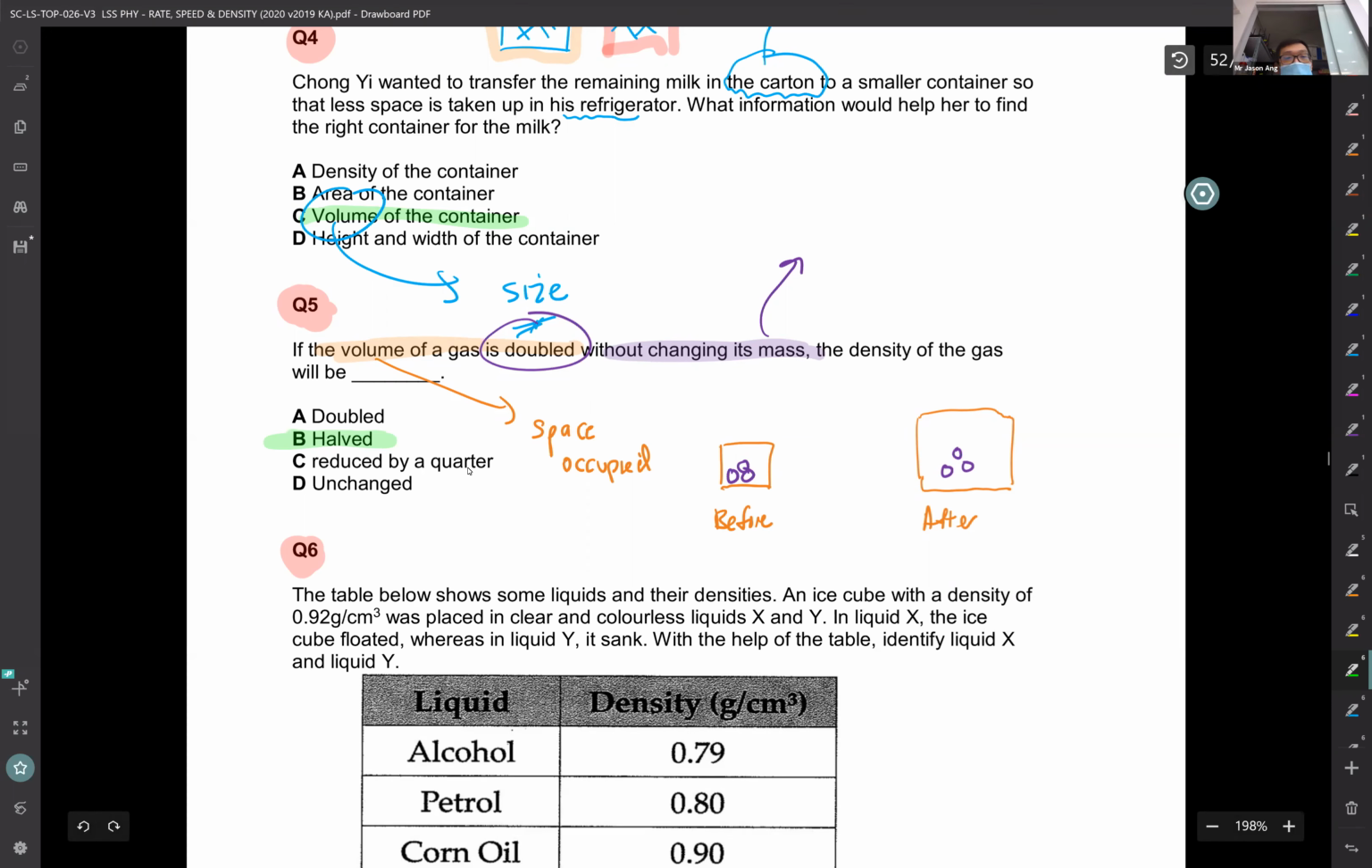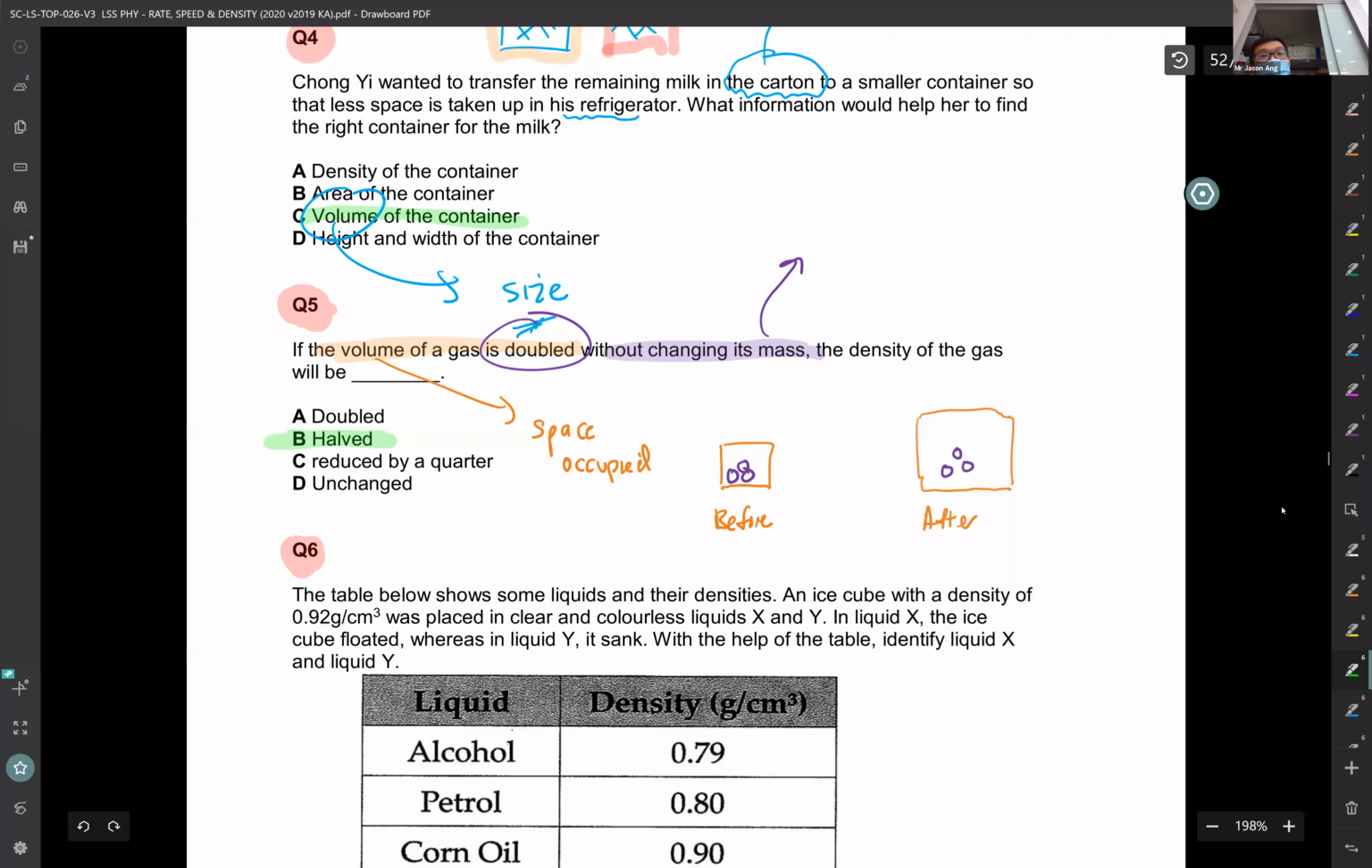So before we talk about the mathematics, let's use a diagram to understand what it means to double the volume. It means you've got a bigger space now. What it means when we say that the mass has not changed. That means if I have 3 particles, later I still have 3 particles. Is this analogy helping you? Okay, good. You can copy this now. I pause the recording first.